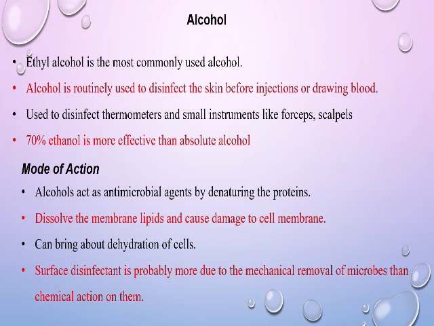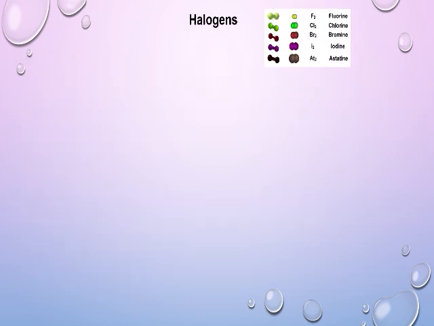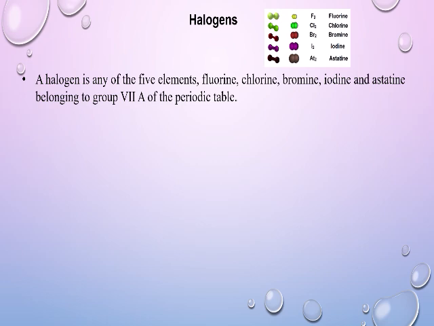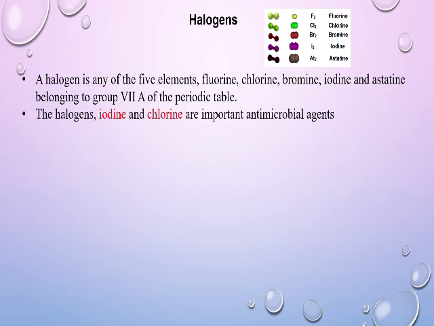chemical action on them. The next chemical agent is halogens. A halogen is any of the 5 elements chlorine, fluorine, bromine, iodine and astatine belonging to the group 7A of the periodic table. The halogens, iodine and chlorine are important antimicrobial agents. They can be used alone or combined with some other elements. Let us first talk about iodine.